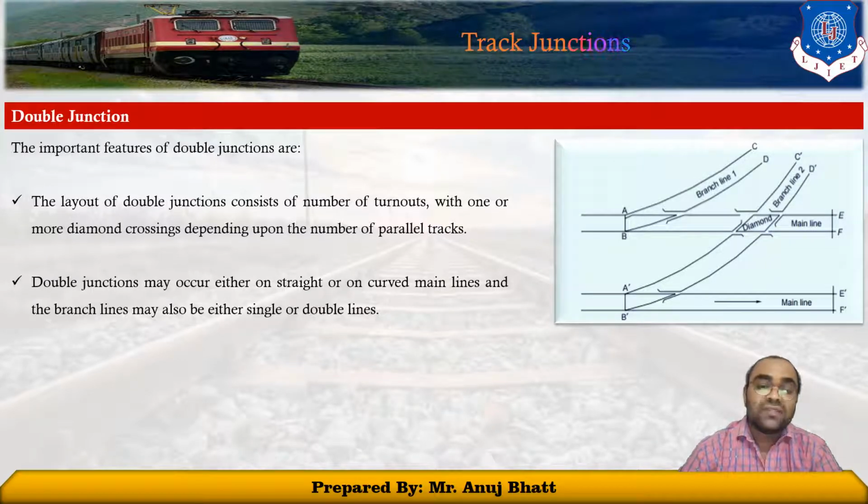This can be single lines or double lines also. This type of double junction is used where lines from the main lines to different branch lines have to be moved in the parallel direction, such as you can see in this figure, the main line 1 and main line 2, but from both of them a line has to be taken in another direction.